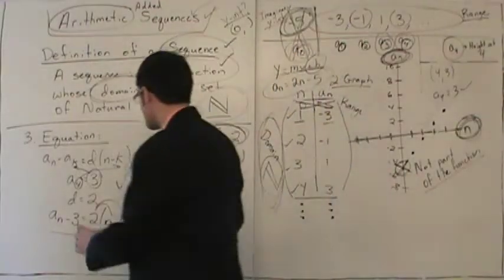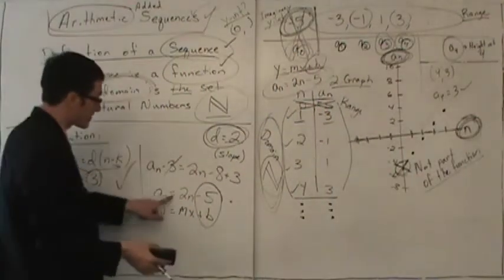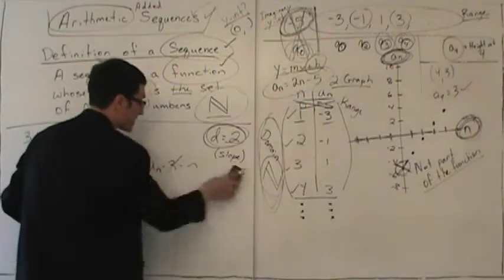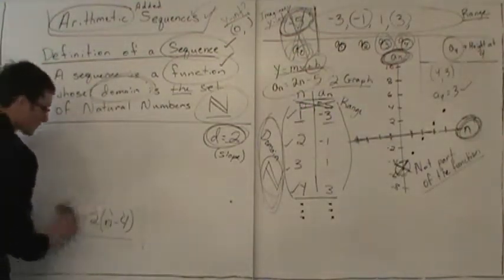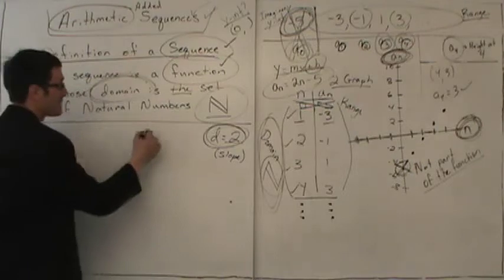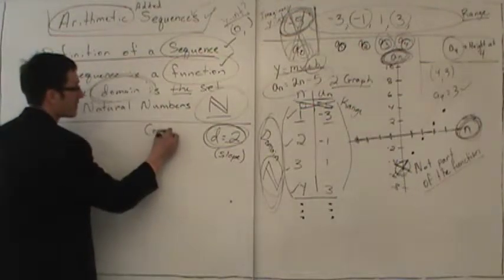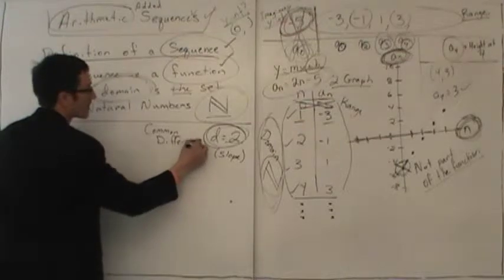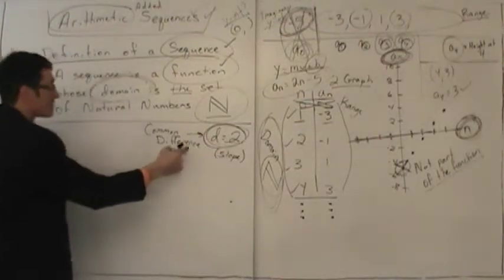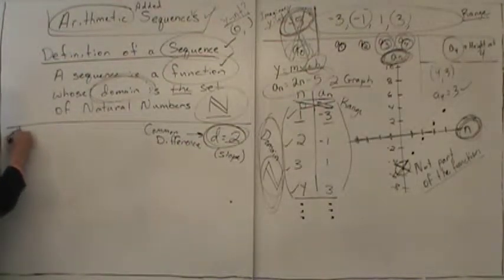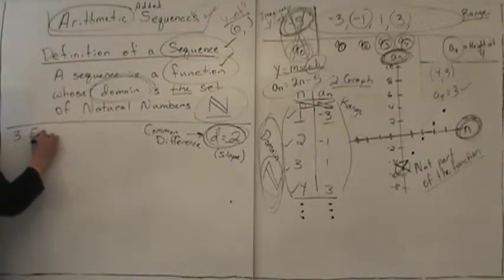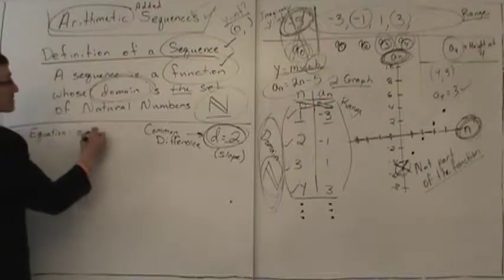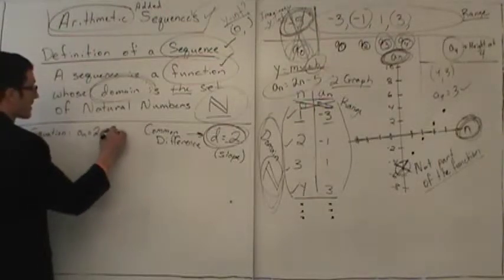All right, so your equation is a sub n equals 2n minus 5. I'm going to erase this because we're going to need the space. So the common difference was d equals 2. We found that as step 1. And step 3 was the equation. Our equation is a sub n equals 2n minus 5.